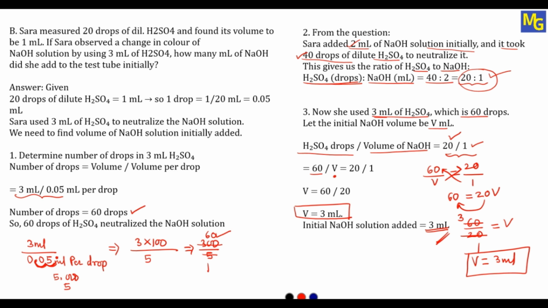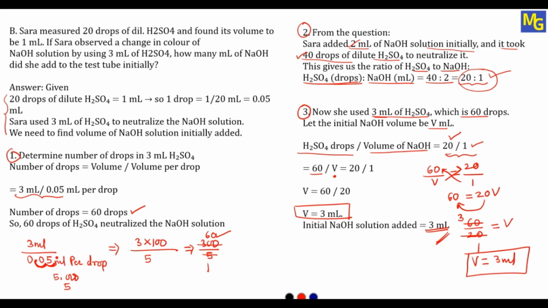I hope you understood this answer. Try to understand each and every step. Here I have divided this whole sum into 3 steps: step 1, step 2 and step 3. It is a little bit tough to solve, a little bit confusing, but try to solve it step by step. It will be easy. So this is the answer for question B.